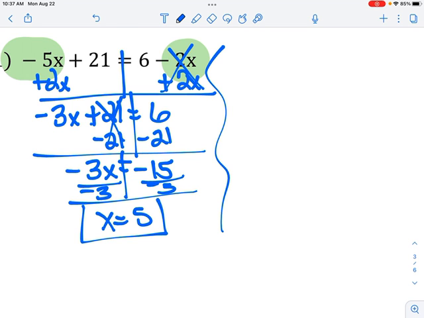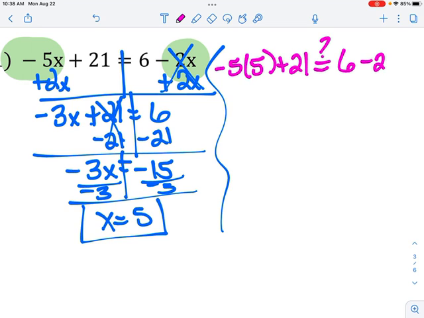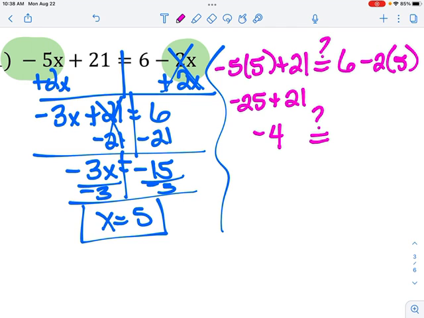Then, to check that, what you would simply do is you would just plug that in. Negative 5 times 5 plus 21, and you're asking yourself, does that equal 6 minus 2 times 5? Well, negative 5 times 5 is negative 25, plus 21, that would get me negative 4. And the question is, does that equal? Well, 2 times 5 is 10, so 6 minus 10, that's a negative 4, which means that that works.